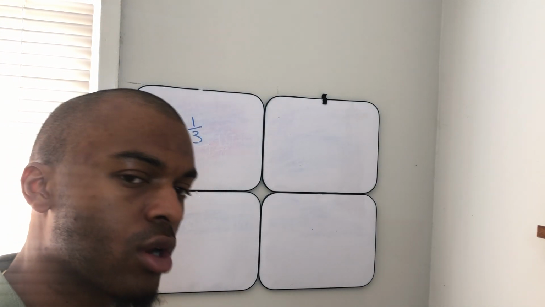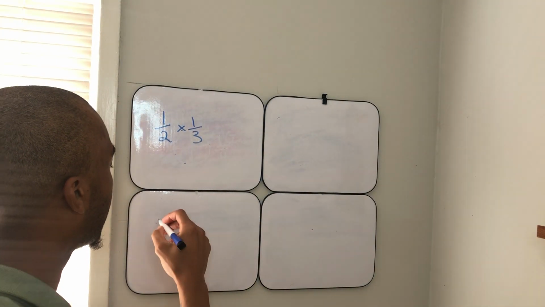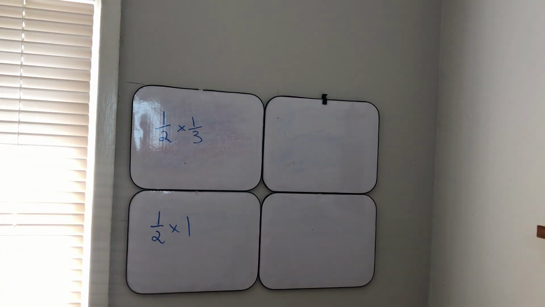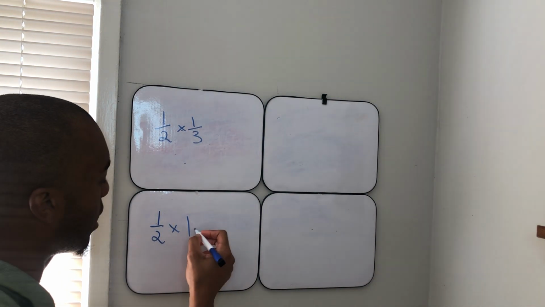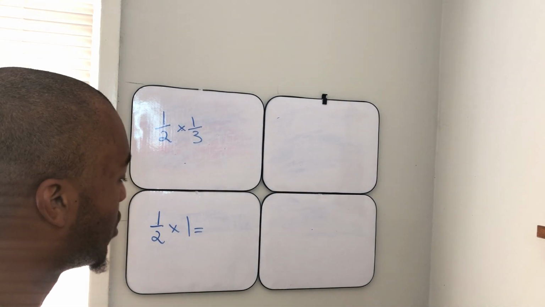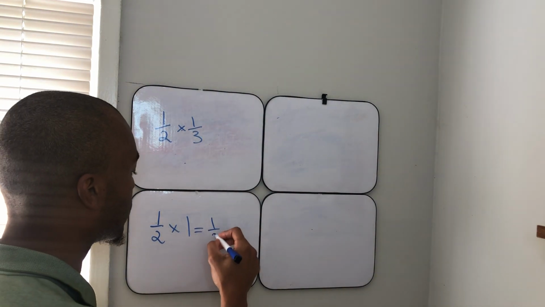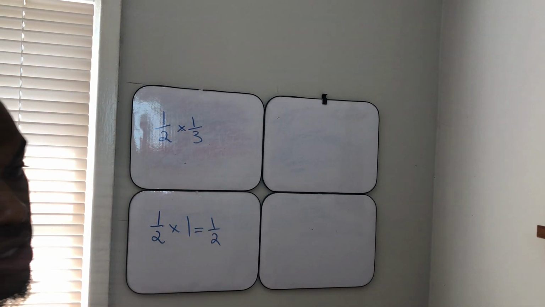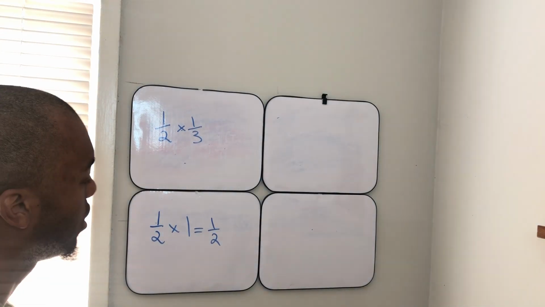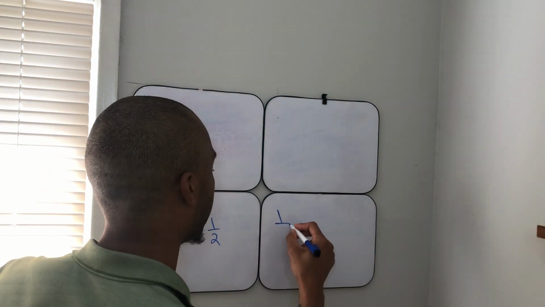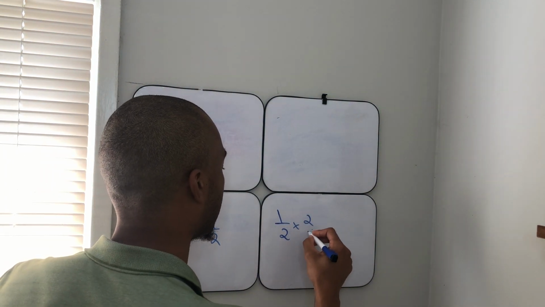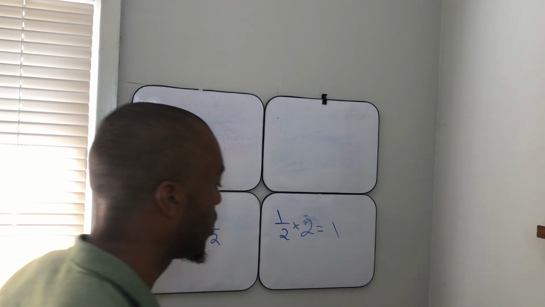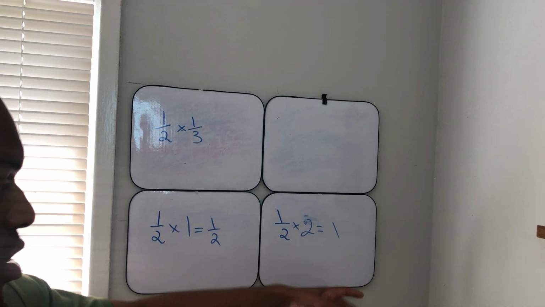Let's think about what's going on here. Let's say you had something like 1/2 times 1. Of course, anything folded just one time is itself. So 1/2 one time is 1/2. Let's see, 1/2 times 2 equals 1. 1/2 two times is 1.